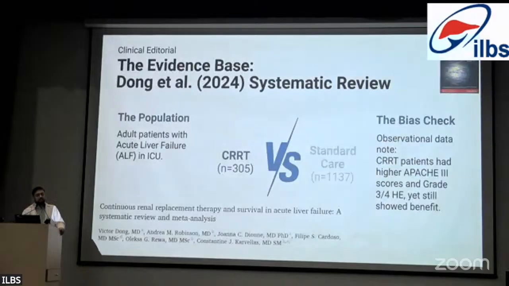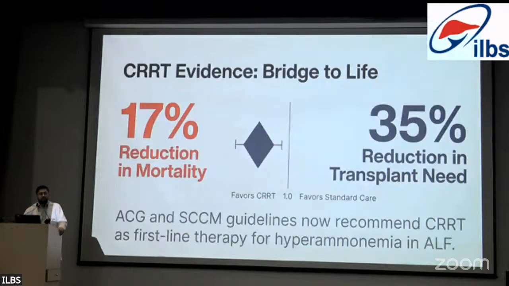This is a systematic review and meta-analysis which, in the adult population, compared 305 patients on CRRT and 1100 patients on standard care, and this is observational data. Although the patients in the CRRT group were sicker and had higher encephalopathy, they still showed benefit. They showed a 17% reduction in mortality and a 35% decrease in transplant.